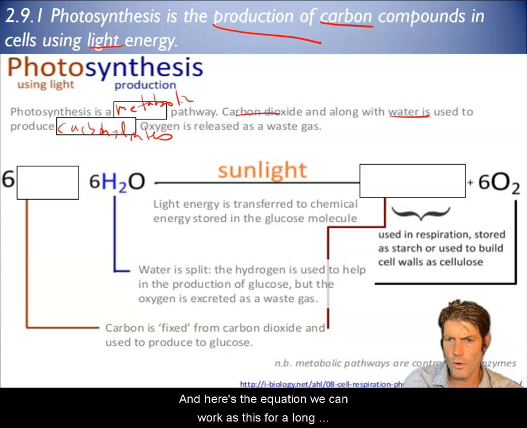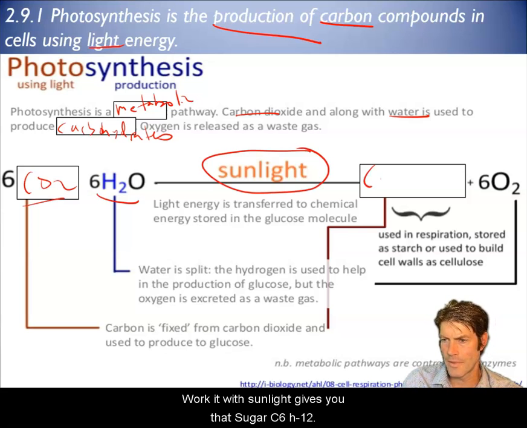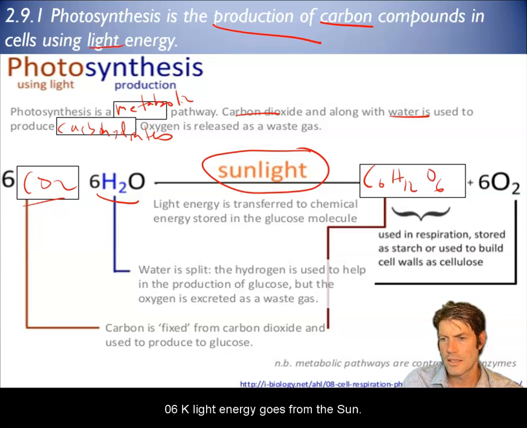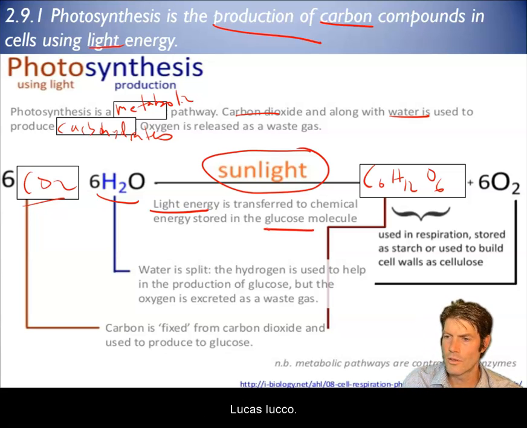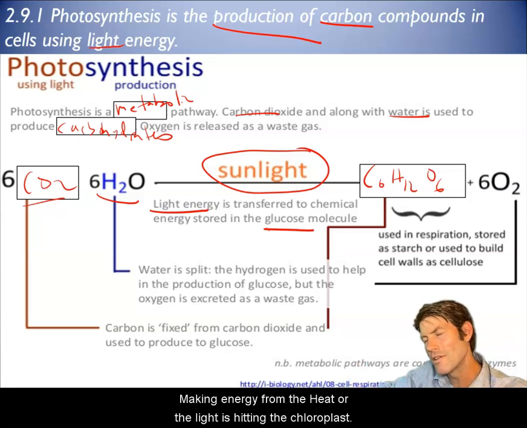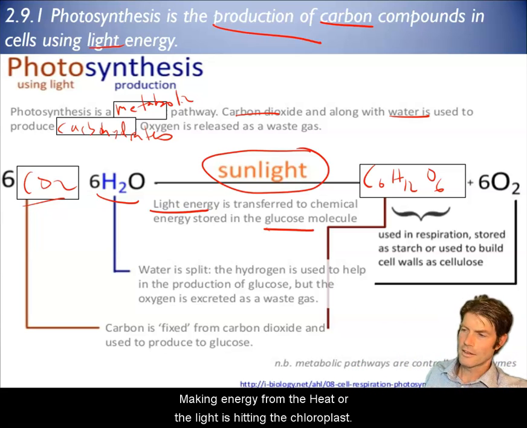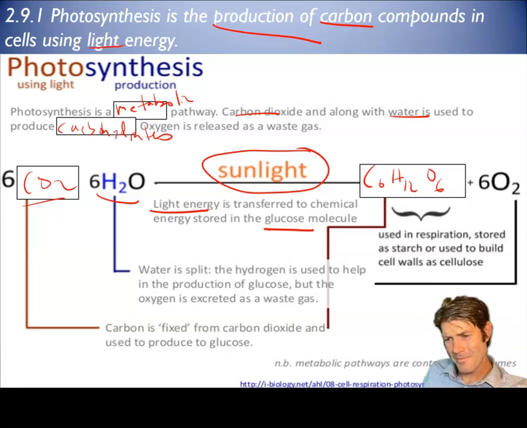And here's the equation. We've been working with this for a long time. You take CO2 and water, work it with sunlight, and it gives you that sugar, C6H12O6. The light energy goes from the sun into the glucose, from the light that's hitting the chloroplast. It's a pretty awesome reaction.